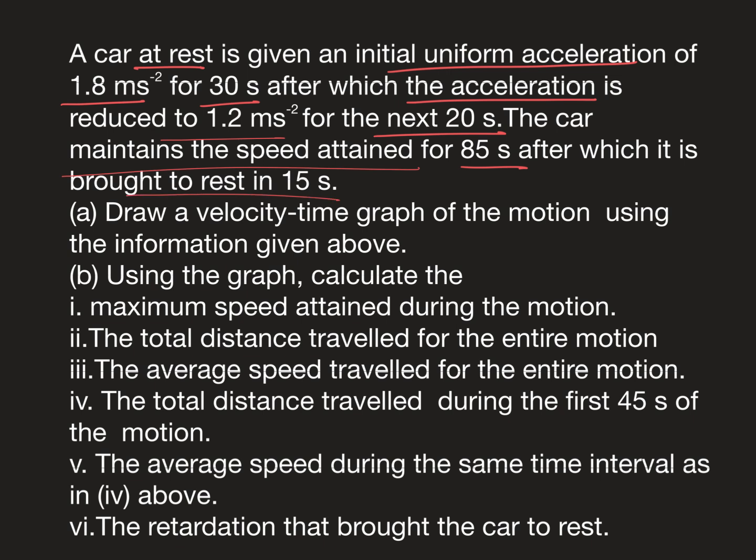Question A. Draw a velocity time graph of the motion using the information given above. Question B. Using the graph, calculate: 1. The maximum speed attained during the motion. 2. The total distance traveled for the entire motion. 3. The average speed for the entire motion.